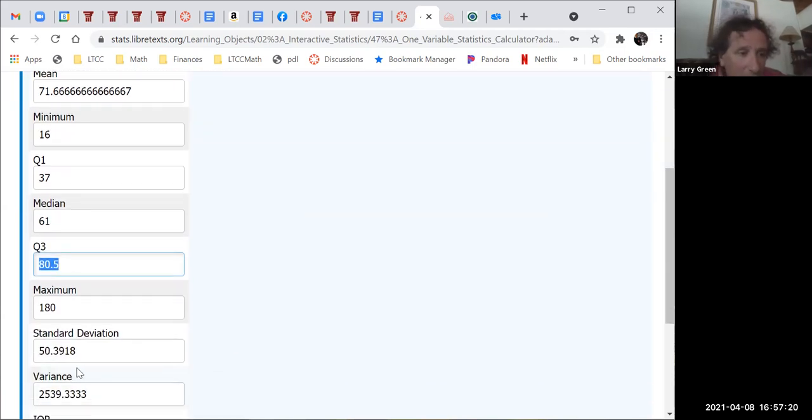Maximum, I hope you all understand, 180. That means that the highest number of units is 180 for this group.